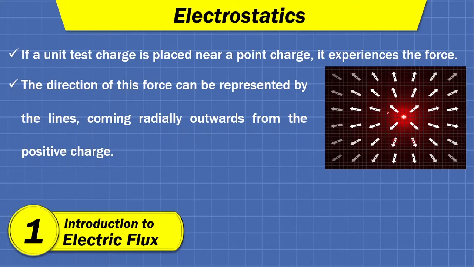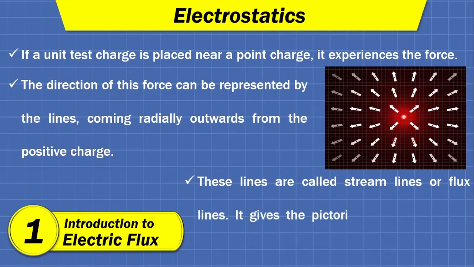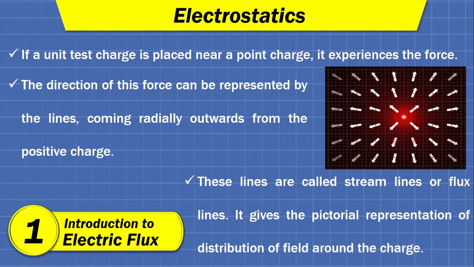This kind of arrangement we can imagine around any kind of charge distribution, either a point charge, line charge, or surface charge, either regular or irregular charge distribution. Wherever some charge is physically present, its effect around the region will be there. Now these lines are called streamlines or flux lines, and they give a pictorial representation of the distribution of field around the charge. So ultimately, electric flux is nothing but a graphical representation of electric field.